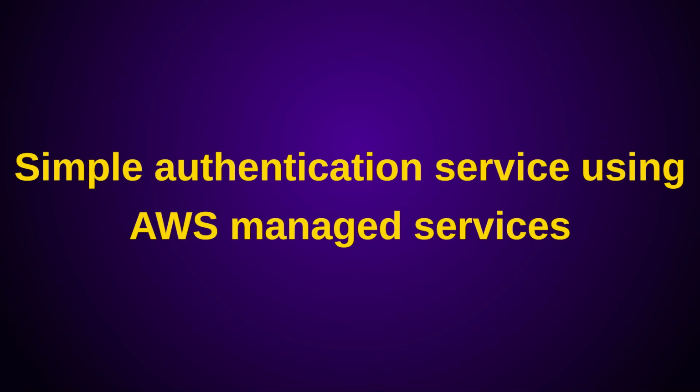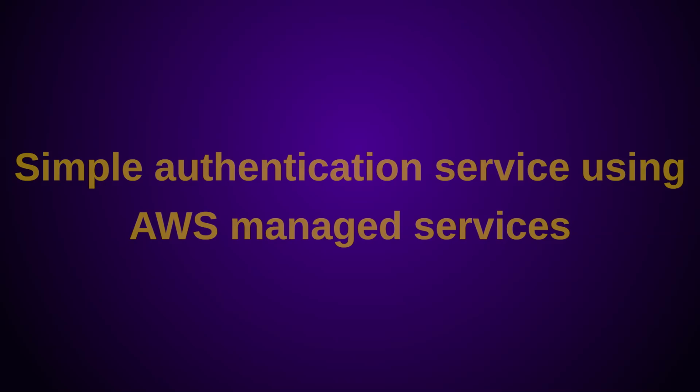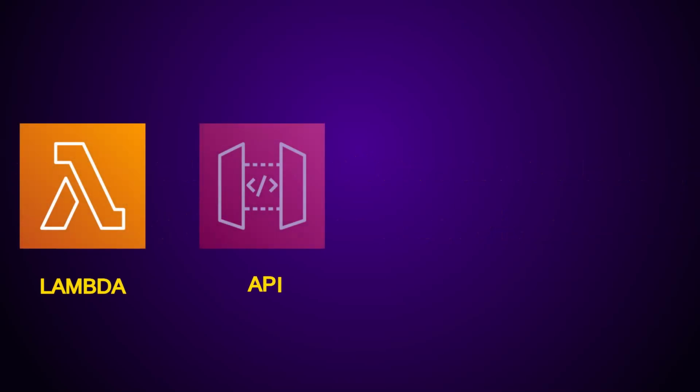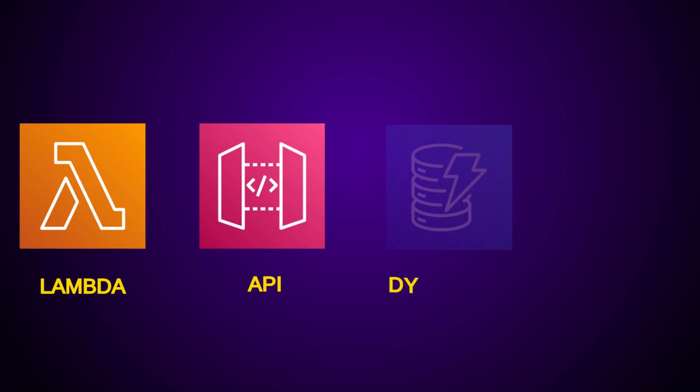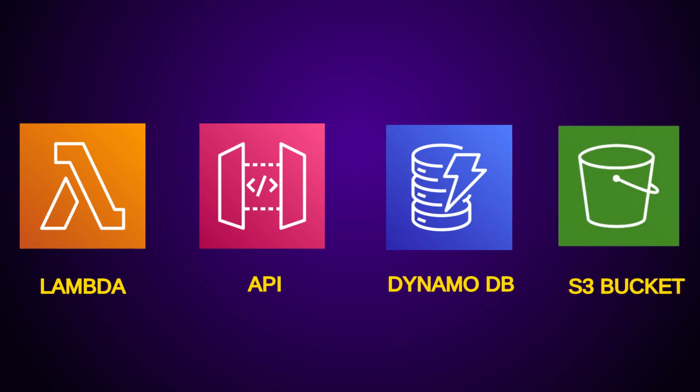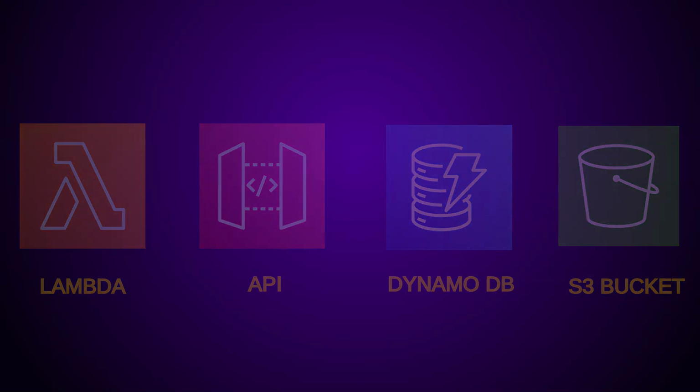In this video, we are going to build a simple authentication service using AWS Managed Services. We'll use AWS Lambda for backend logic, API Gateway for exposing APIs, DynamoDB as the database, and Amazon S3 to host a static front-end website. By the end of this video, you'll be able to sign up and log in users using a serverless architecture.